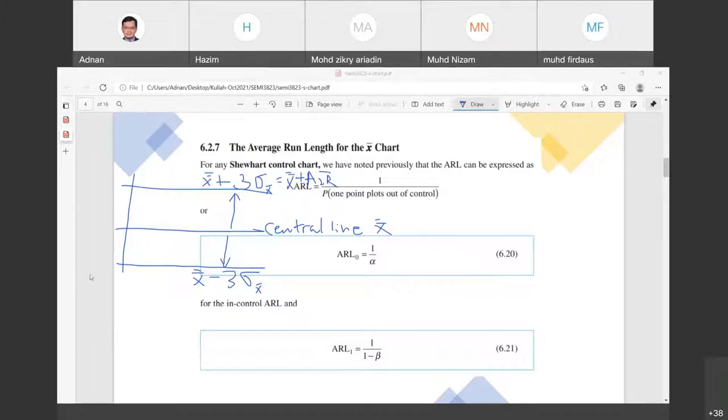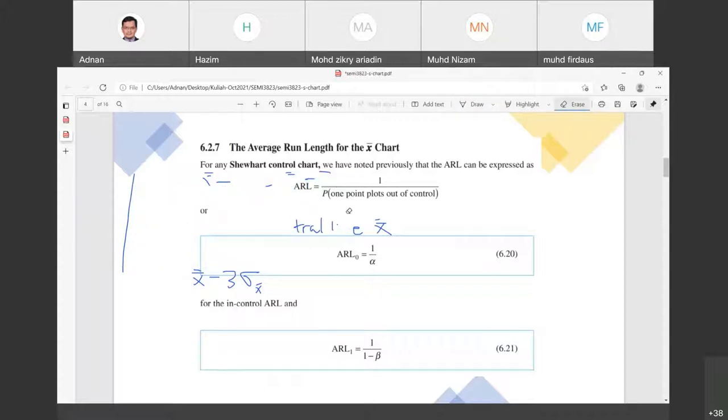Now, as I said, when we design a control chart, we want to see how good is the control chart that we designed. We decide the control limit, we decide the sampling frequency, we decide the sample size. So one measure that we use, we call it average run length. This is a measure of how good is our control chart.